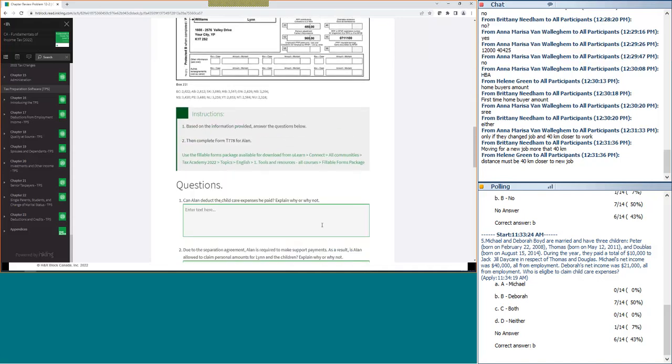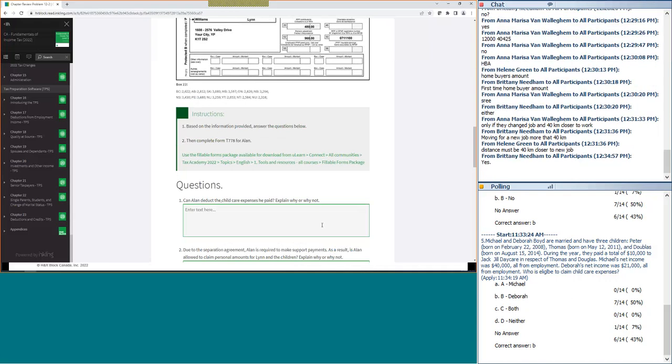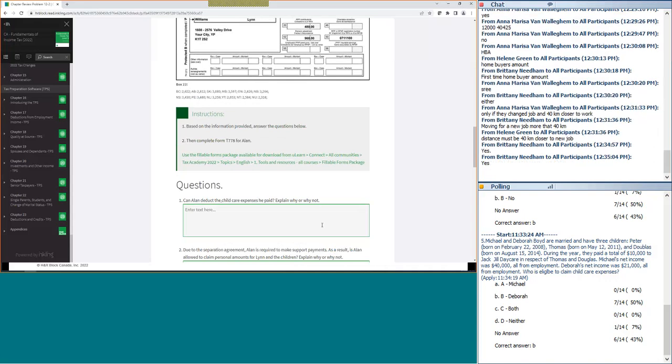The first one, can he deduct the child care expenses he paid? Under the definition of child care, is he a supporting parent? Yes, he is. Is he paying child care to a person who is eligible to get a deduction for? It is a person not related to him, so yes. Okay. And did he need to do it so that he could work? Yes. So for all of those reasons, he can claim child care expenses for those months.